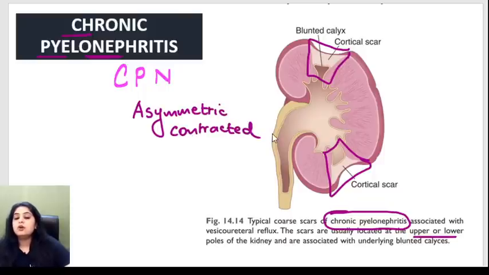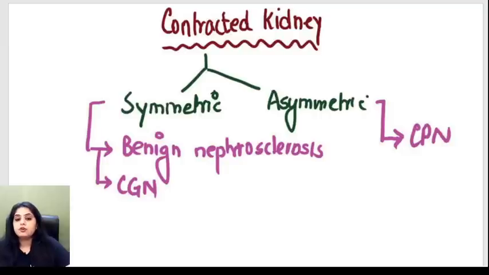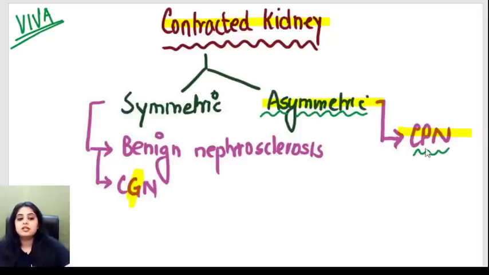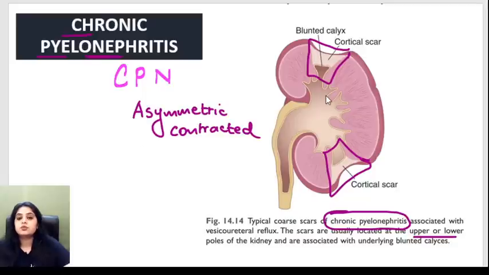So they ask you, what is the differential diagnosis of a contracted kidney? If you're talking about asymmetric contracted kidney, it is CPN, chronic pyelonephritis. Whereas symmetric contraction is seen with chronic glomerulonephritis and benign hypertension, that is benign nephrosclerosis. Please remember these two; if you're in second year, this becomes a very favorite viva question. Symmetric contraction is seen in CGN and benign hypertension. Asymmetric contraction is seen in chronic pyelonephritis, the one that I had shown you here.